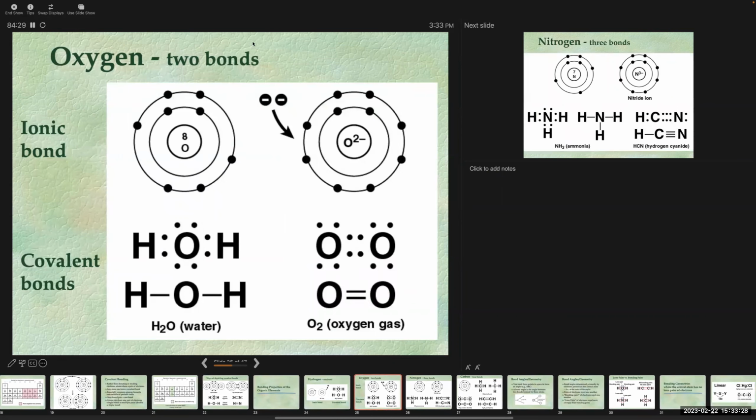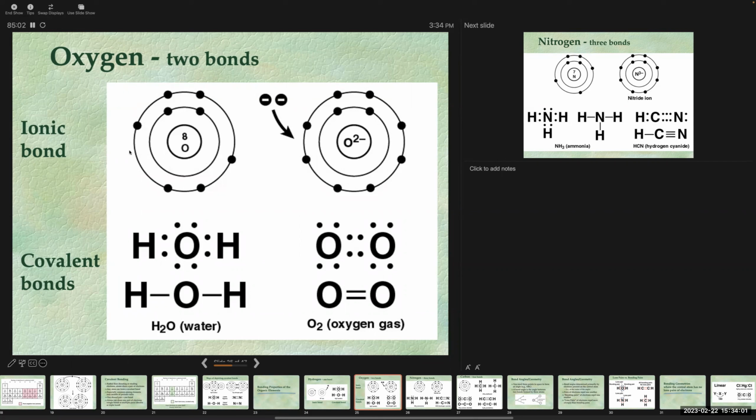Oxygen always forms 2 bonds. Now, oxygen ions, like O2 minus, are actually pretty rare. They're pretty unstable. They tend to immediately bond to something else. But in theory, you could have an O2 minus anion. So oxygen has an atomic number of 8, so 8 protons in the nucleus. That means 8 electrons orbiting: 2 in the first shell, 6 in the second shell.